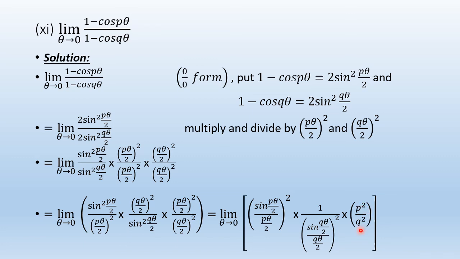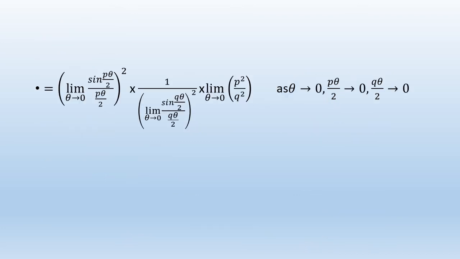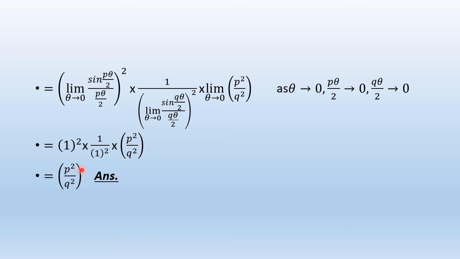And now we can apply the limit, and we will apply the limit here and here and here. And what do we observe? We observe that as θ tends to 0, pθ/2 tends to 0, qθ/2 tends to 0. So the result we will get is this limit will become 1, this limit will become 1, and this will not be affected because it does not have any θ in it. And this is the result: 1 square divided by 1 square into p² by q², and p² by q² is our answer.